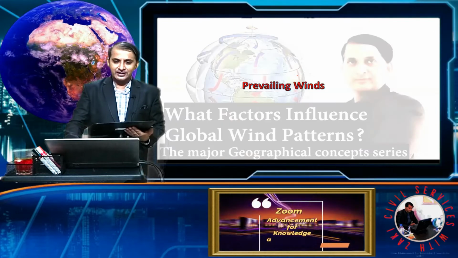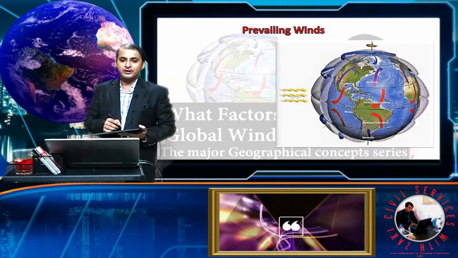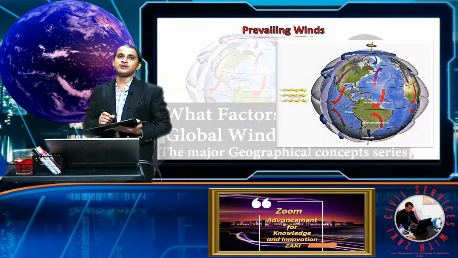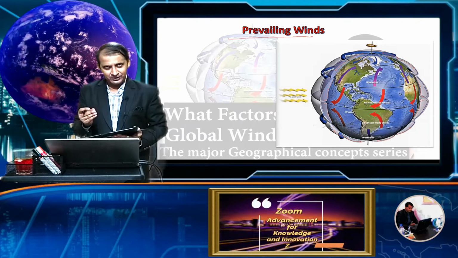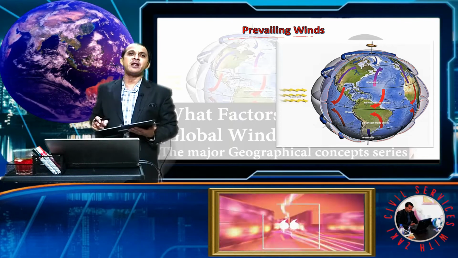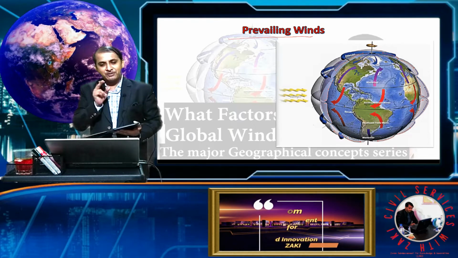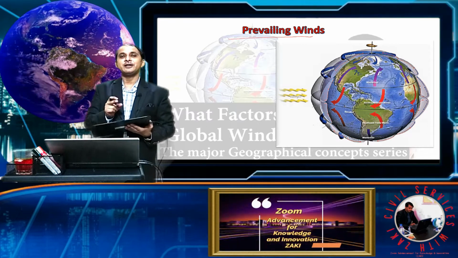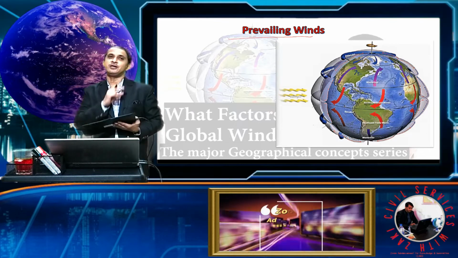So we move forward and see the prevailing winds. Prevailing winds are basically permanent winds. These winds are also called planetary winds. So these planetary or prevailing winds are static, and basically they are permanent winds.